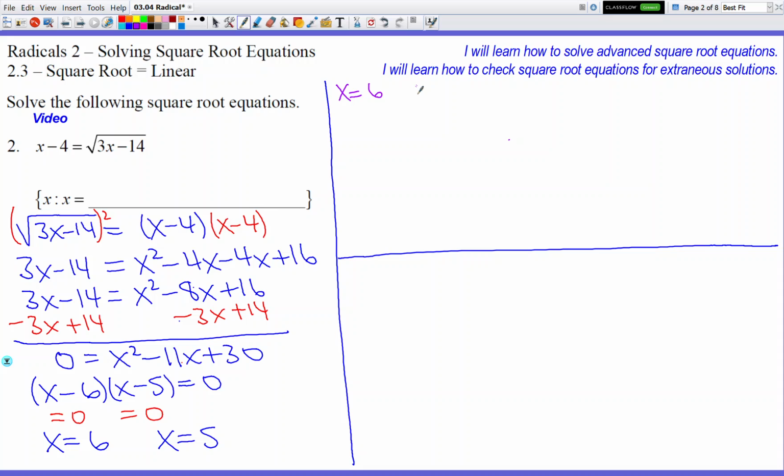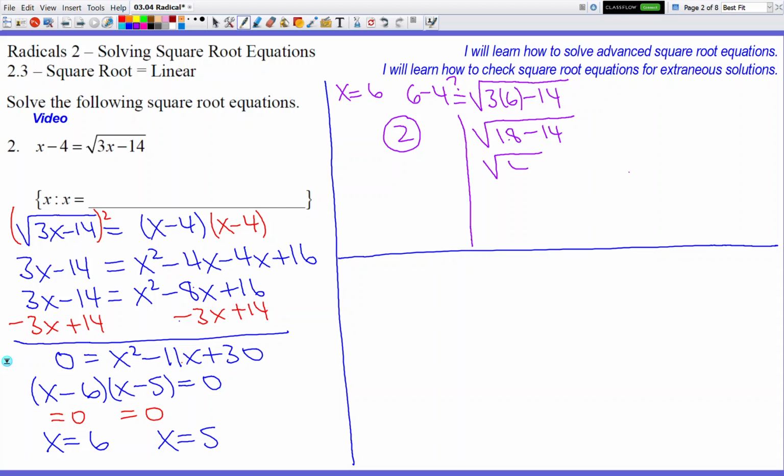So we got 6 minus 4 on the left side equals question mark, because we don't know if it is equal. Then square root of 3 times 6 minus 14. And draw a line signifying the two sides are not allowed to interact. So left side I get 2. So that was pretty simple. Right side I get square root of 18 minus 14, which becomes square root of 4, which becomes square root of 2 times 2.